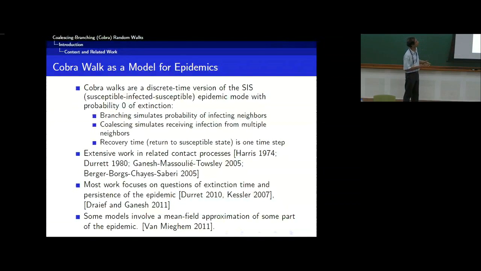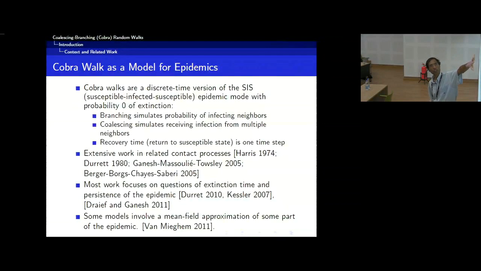But you can imagine variations. And as Ganesh mentioned, there is a huge amount of work on related contact processes. A lot of work focuses on extinction time and persistence. There is a lot of work using mean field approximations. We will be focusing only on cover time in this discrete setting.